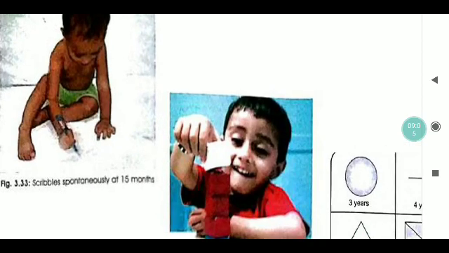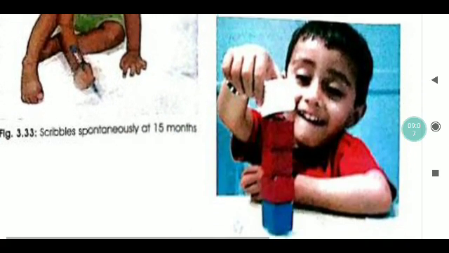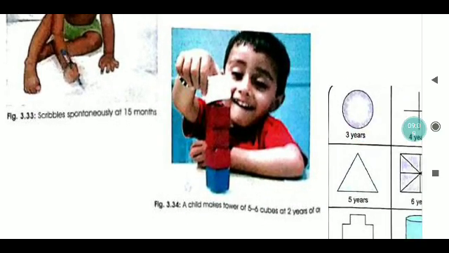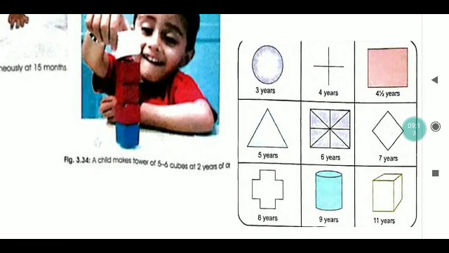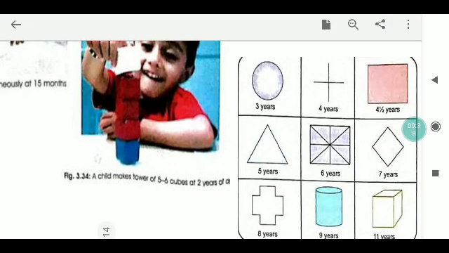You can see the child scribbling spontaneously, which corresponds to 15 months. And a tower of almost 4 to 5 cubes here, which corresponds to roughly 2 years of age. And coming to the shapes we were discussing, a circle by 3 years, a cross by 4 years, a square or a rectangle by 4.5 years, the 5th year will give you a triangle, by 6th year a square with multiple triangles within it, by 7 years a diamond, by 8 years a multiple figured polygon, a cylinder by 9 years, and a cube by 11 years.